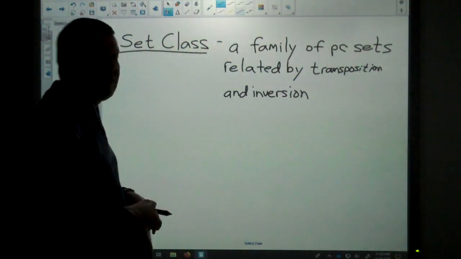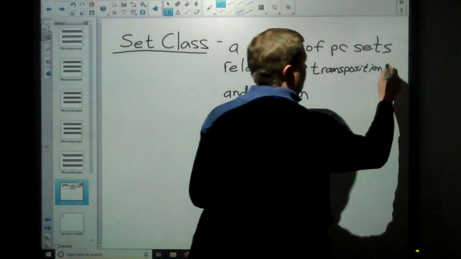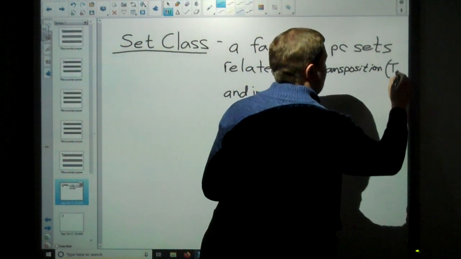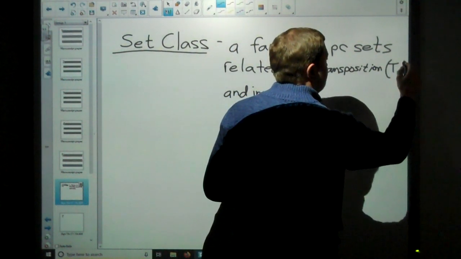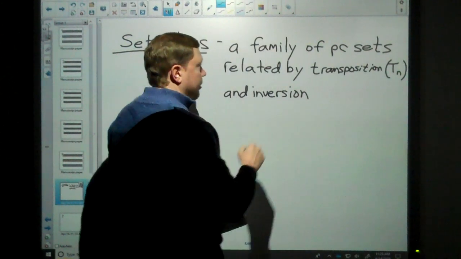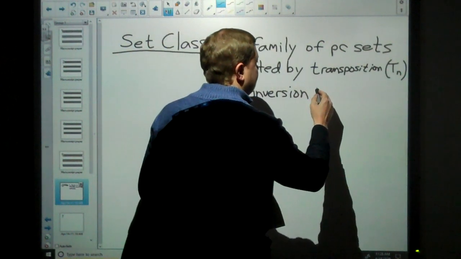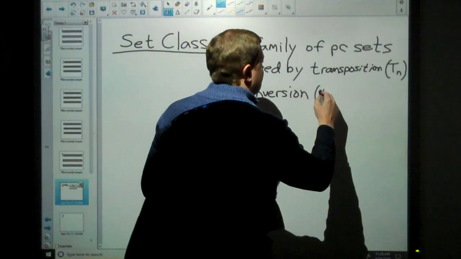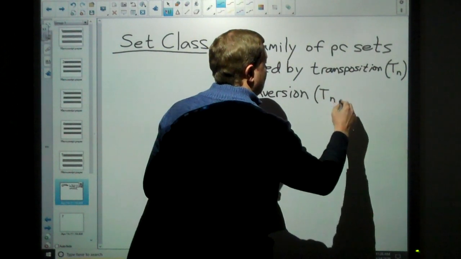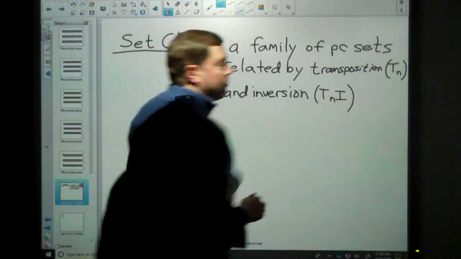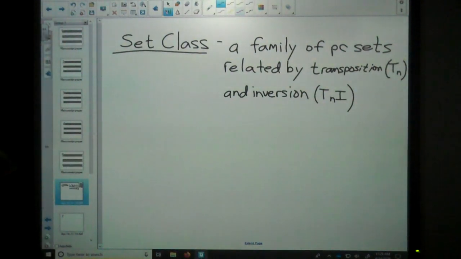And from the last lecture, you may remember that the official symbol for transposition is capital T with the subscript N, and the official symbol for inversion is the symbol capital T with a subscript N and then an I, or TnI. So a set class is a family of pitch class sets related by transposition and inversion.